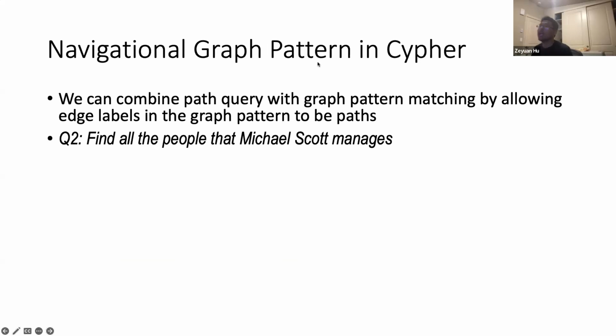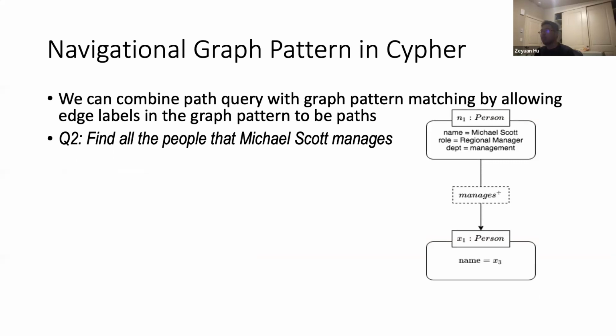So we can combine path queries with graph pattern matching by allowing edge labels in the graph patterns to be paths. For instance, we have this Q2, where we want to find all the people that Michael Scott manages. The pattern looks something like the following. Here we have node n1 Person, and another node x1 Person. X1 is some node we don't know, so that aspect is graph pattern matching. However, we want to return the path, meaning all possible paths that go from n1 to some node and have the label manages.